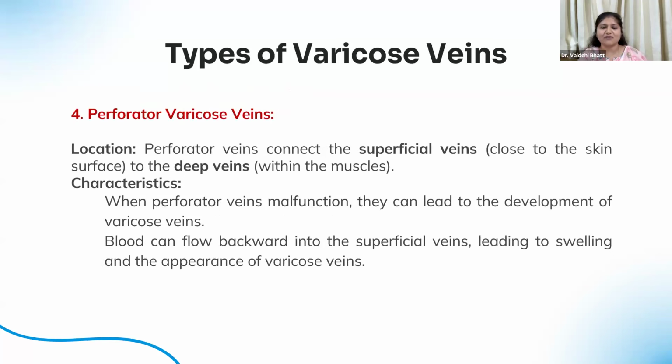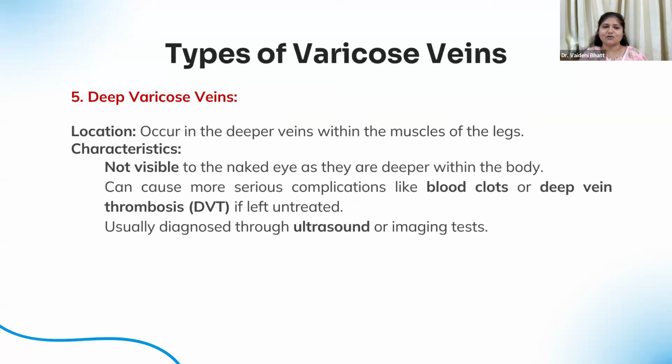Then the perforator varicose veins. They mostly occur in the perforator veins, which connect the superficial veins and deep veins, and these are due to malfunction of the valves, and that will lead to backward flow into the superficial vein from the deep vein, and that will lead to swelling and an appearance like a varicose vein, or pain and itching and complications of varicose veins.